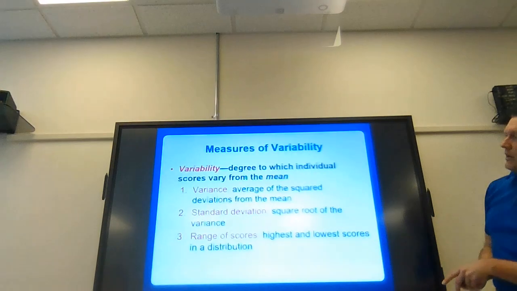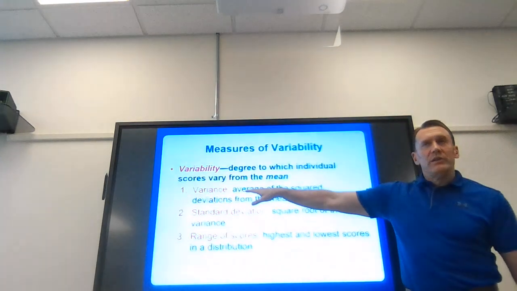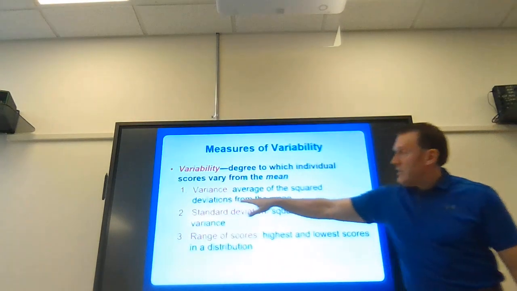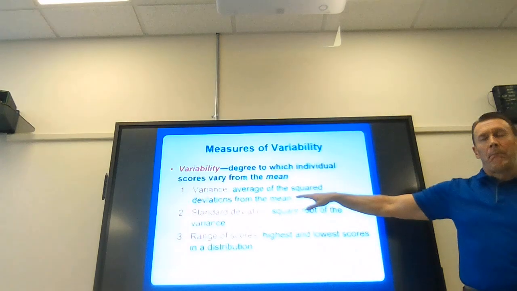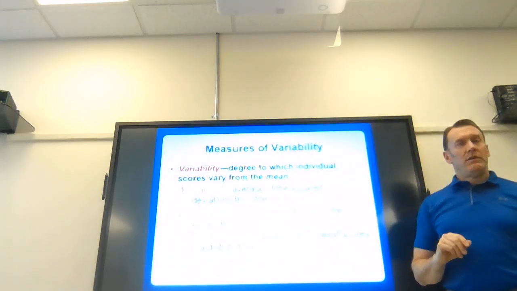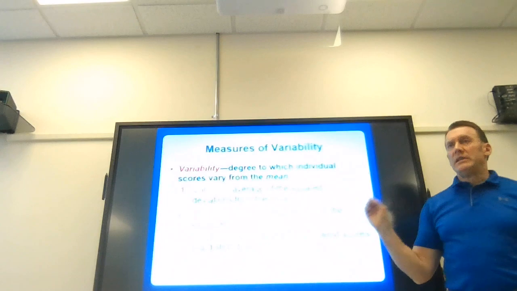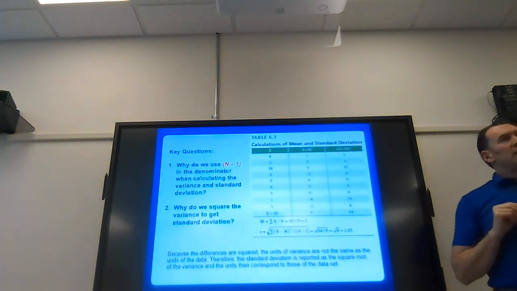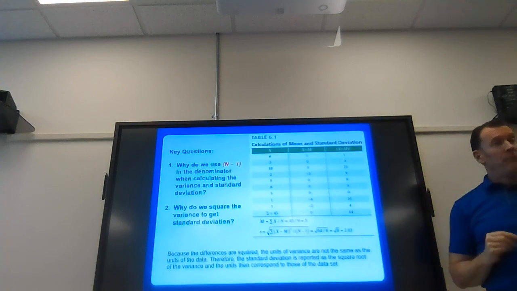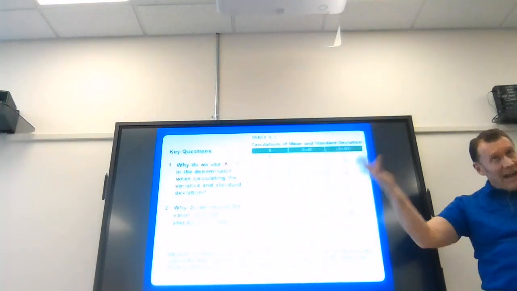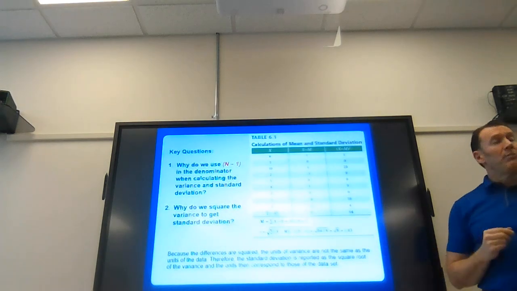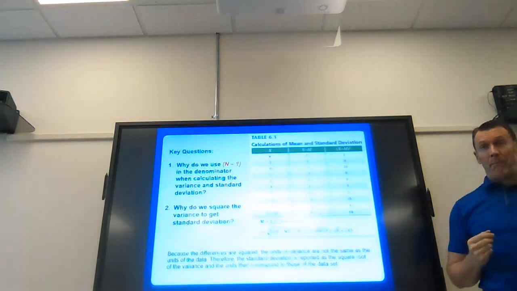How did we define variance? The average of the squared deviations from the mean. So we've got all the squared deviations from the mean in this column. So I take the average. How do I take an average? Add them up. What am I going to divide by?